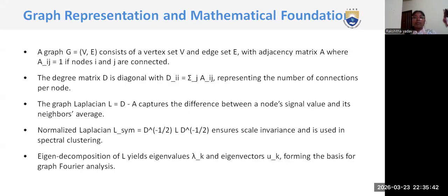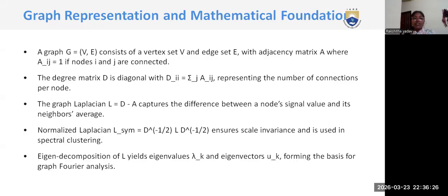Graph representation and mathematical foundation. A graph G equals (V, E) consists of a vertex set V and edge set E with adjacency matrix A, where Aij equals 1 if nodes i and j are connected. The degree matrix D is diagonal with Dii equals sigma j Aij, representing the number of connections per node. The graph Laplacian L equals D minus A, and captures the difference between a node's signal value and its neighbors' average.